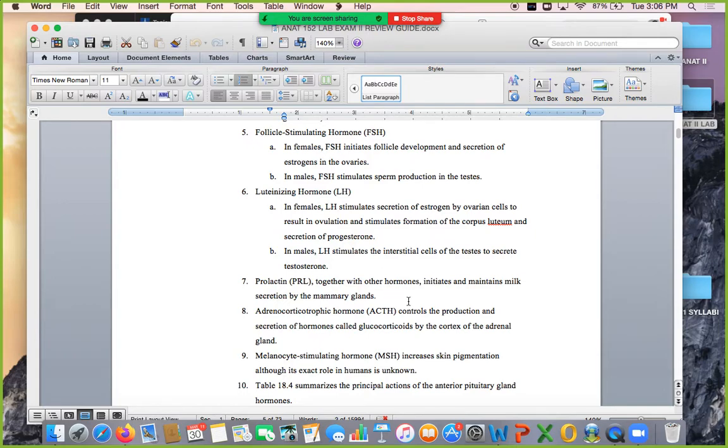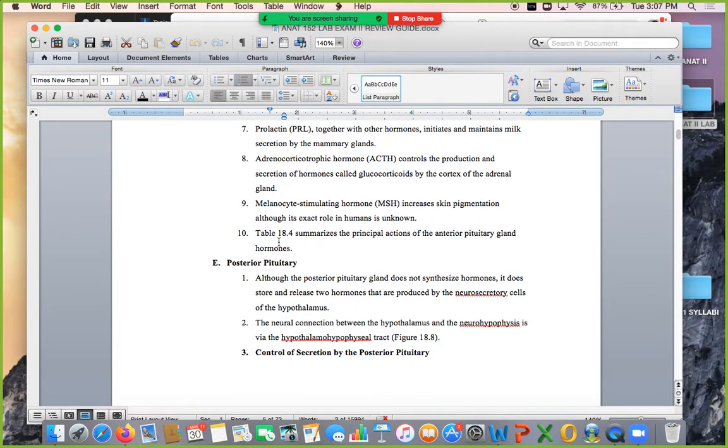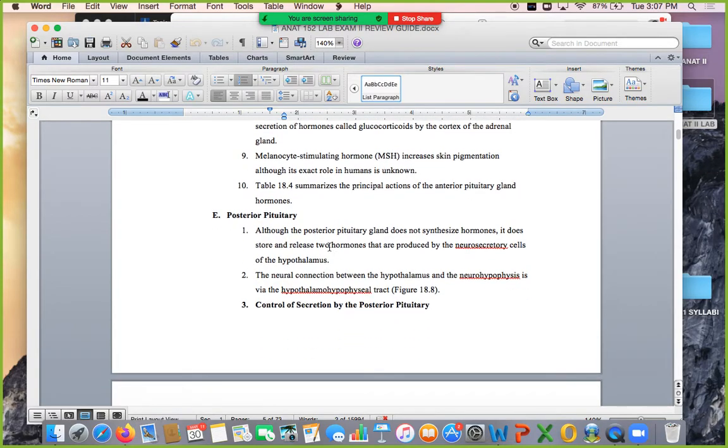Prolactin is going to initiate milk secretion from the mammary glands. Adrenocorticotropic hormone is going to produce hormones that are called glucocorticoids. Those are found in the adrenal glands, which are found just above the kidneys, right? And then MSH, melanocyte-stimulating hormone, is going to increase pigmentation in the skin. And again, if you need a summary or more detail, you can see table 18.4.